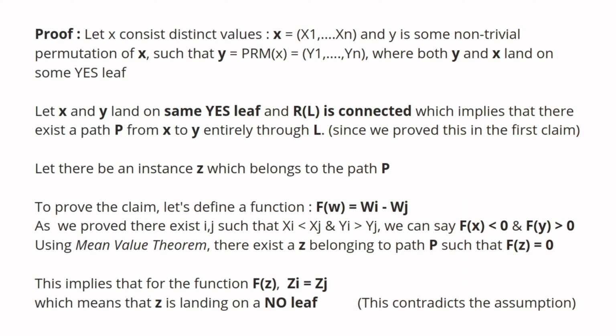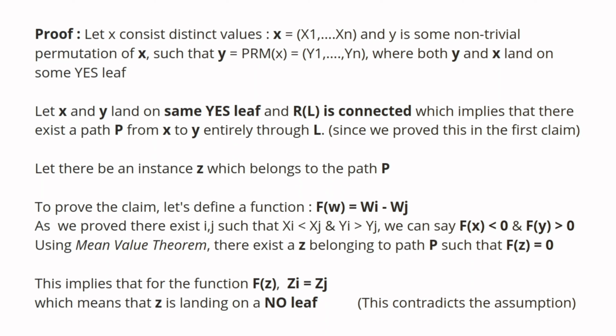Now, the proof here says: let x consist of distinct values such that x equals x1 to xn, and y is some trivial permutation of x such that y equals a permutation of x, y1 to yn, where both y and x land on some yes leaf. It might be a different yes leaf or it might be the same yes leaf, but as of now we are assuming that there are some yes leaves.